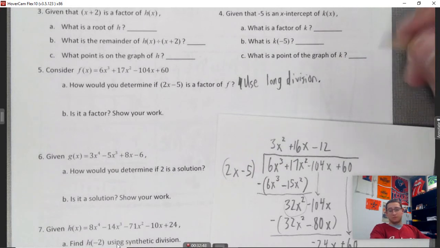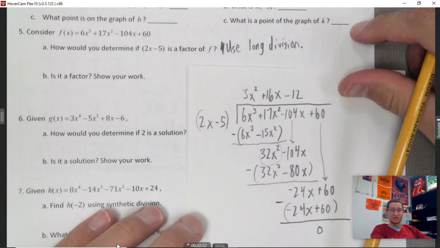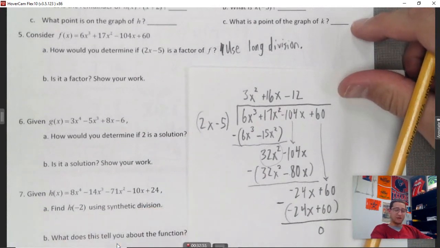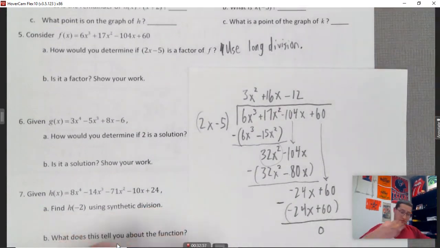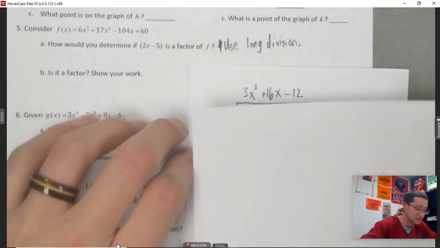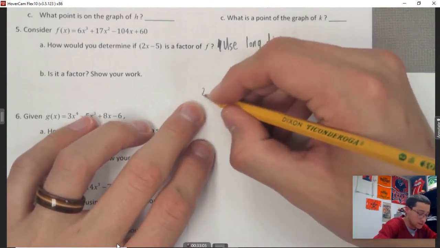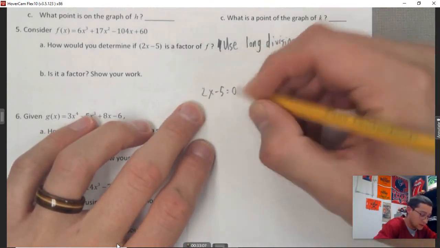Now, here's the kind of trick. You can actually use synthetic division here, but you have to be kind of careful. Just to show you, I will show you. You can do this, but I don't recommend it. So you can use this right here.